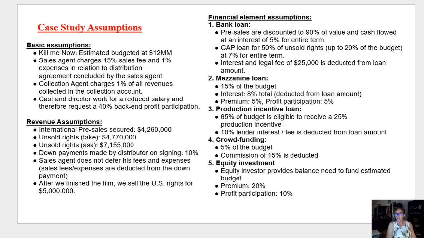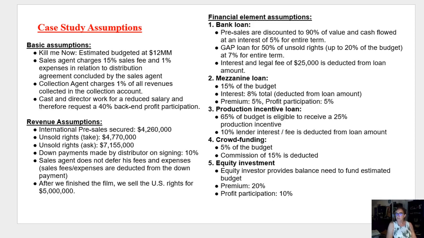The gap loan, as always, is going to be dependent on how much our unsold rights value is. So the rights that we haven't sold yet. The bank will look at the rights that we haven't sold yet and will only take 50% of that as a value to loan against. In this case, it's 50% of our unsold rights. The bank will charge us some interest up front. It will also charge us a legal fee, and everything is going to be deducted from the loan.